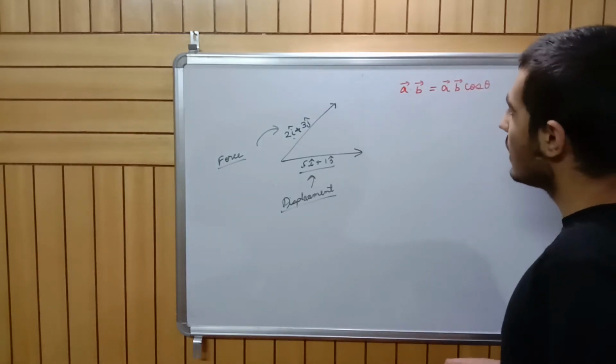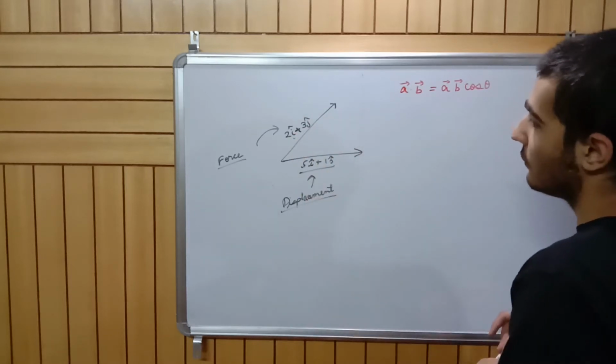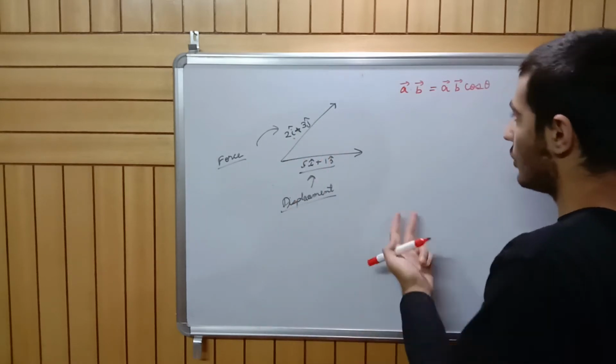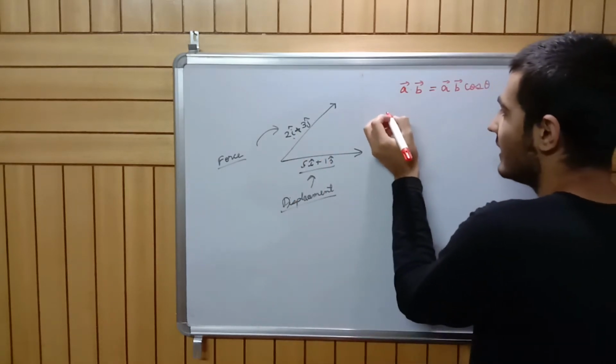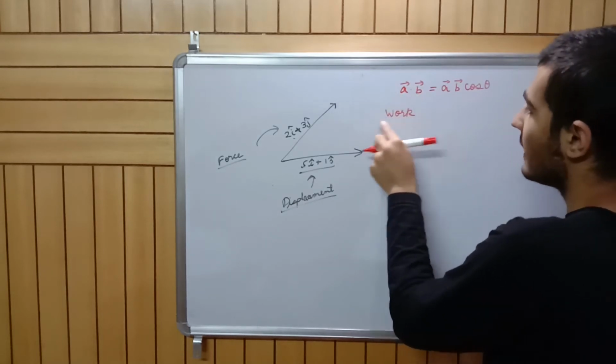Now I have to find this, but here I have been given a completely different form of vectors. I have not been given the magnitude, and I don't have the angle between the two. How do I find this? So let us start by finding work. A dot B is work here. I'm trying to find work.